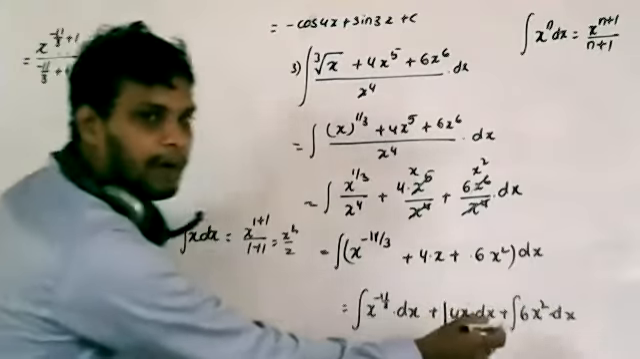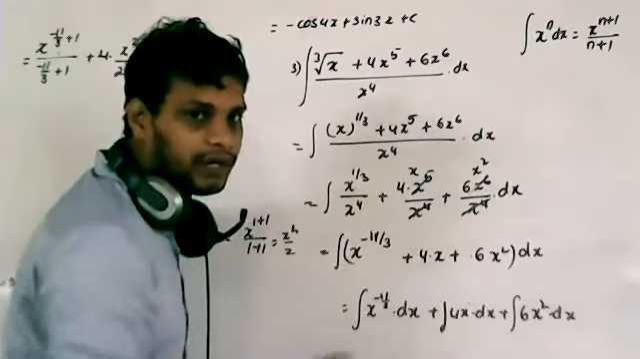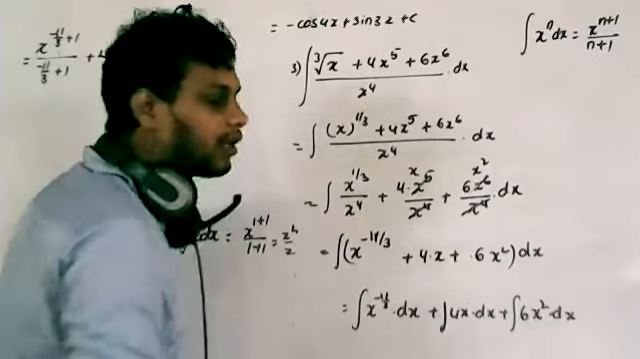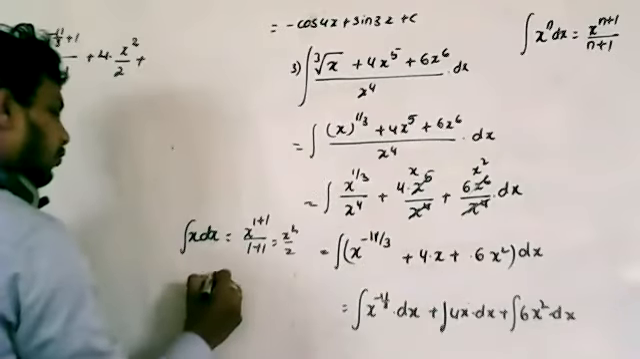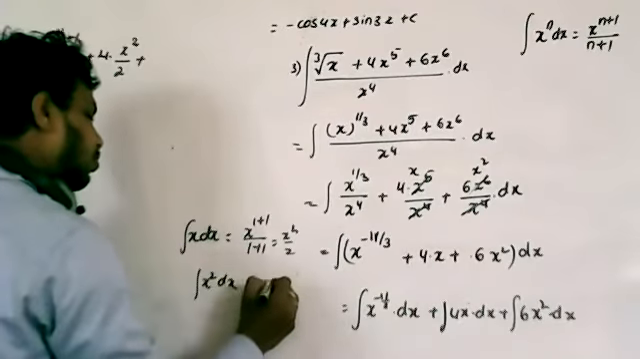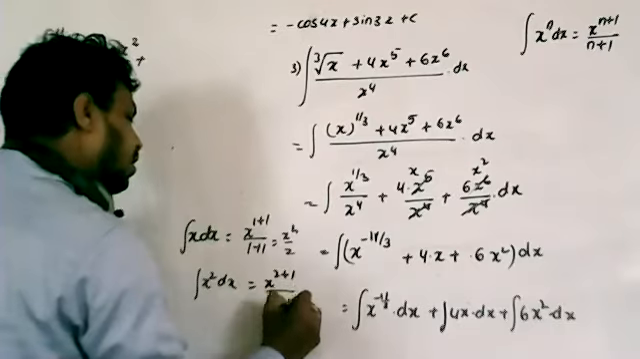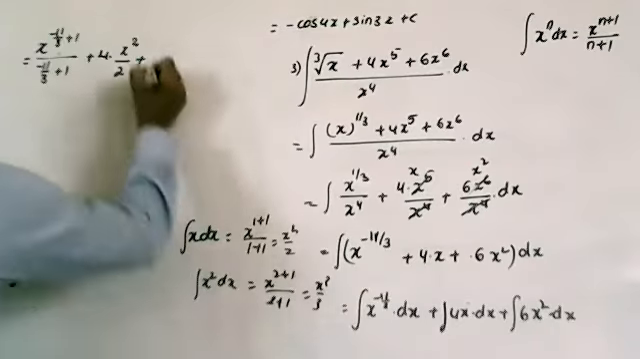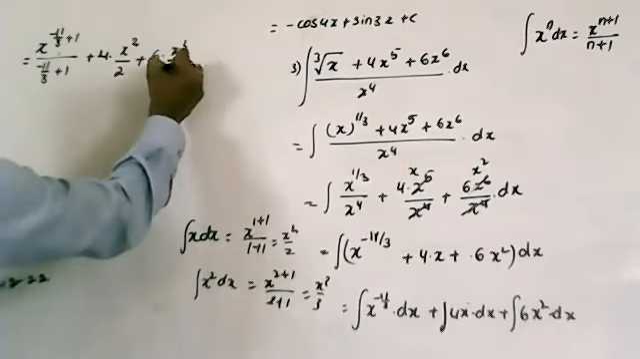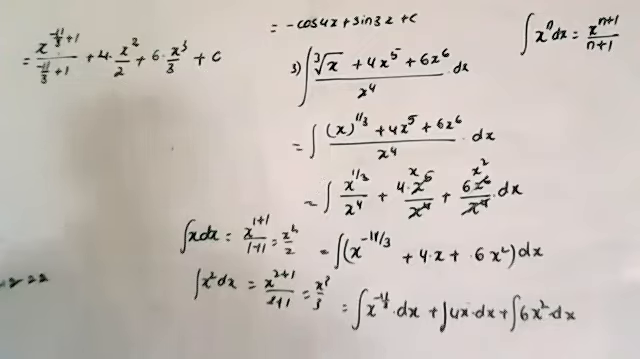Because x to the power of n, so in the place of n we have 2. Clear? Therefore, x to the power of 2 dx can be taken as x to the power of 2 plus 1 by 2 plus 1, that is equal to x cube by 3. Therefore, this is 6 into x cube by 3 plus integration constant, that is c.